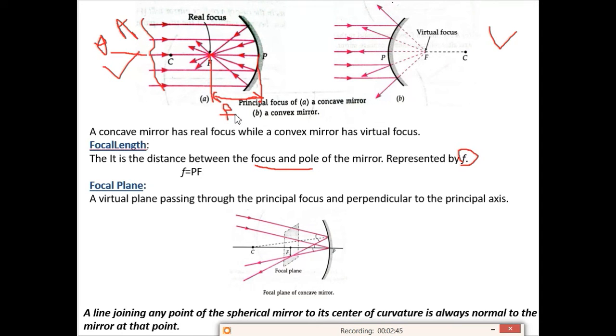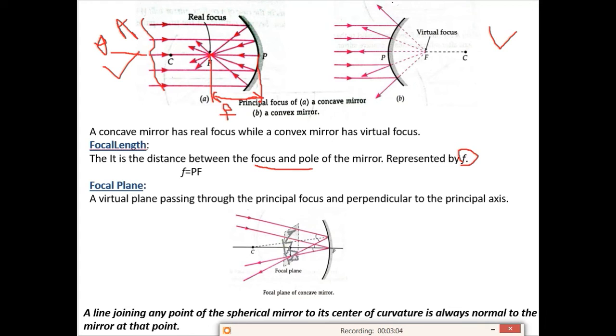Focal length. Then focal plane. A focal plane is a virtual plane passing through the principal focus and perpendicular to the principal axis. Look, this plane, this plane, this plane.